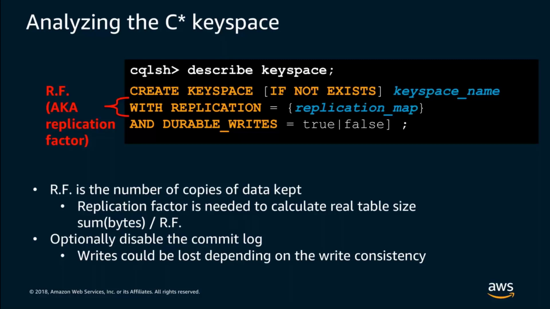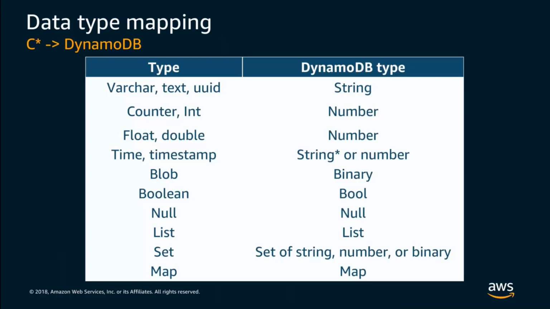So if you describe your cluster and you find out I've got 10 terabytes, but if your replication factor is 3, you might have about 3 terabytes, but there's a lot of caveats to that, which we'll dig into. You also can optionally disable the commit log. I don't know who would do that, but it's important that if you write your data to a single node, it actually makes it onto the disk. So the commit log, I would say, is going to be very important.